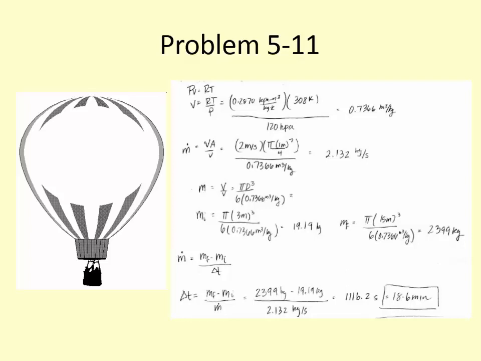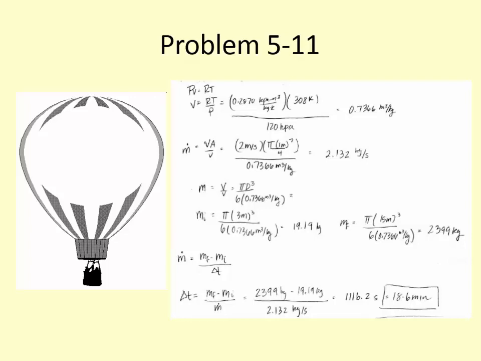0.2870 kilopascals times meters cubed per kilogram Kelvin is R. The temperature, we have to use Kelvin, right? So 35 Celsius is 308 Kelvin. And then our pressure is 120 kilopascals. So we find our specific volume is equal to 0.7366 meters cubed per kilogram.